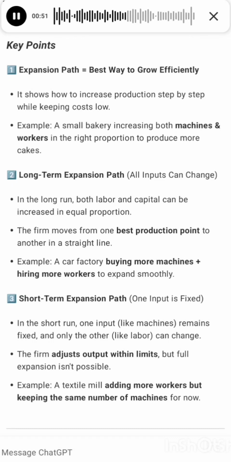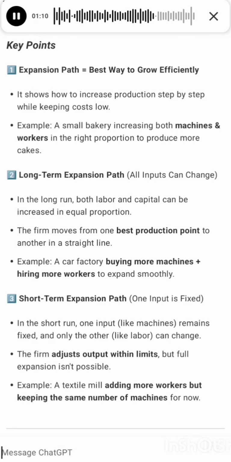3. Short-term expansion path. One input is fixed. In the short run, one input, like machines, remains fixed, and only the other, like labor, can change. The firm adjusts output within limits, but full expansion isn't possible. Example, a textile mill adding more workers but keeping the same number of machines for now.